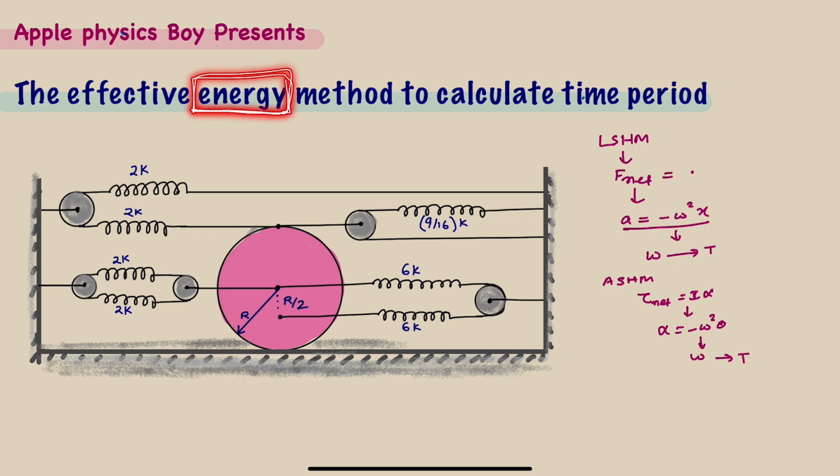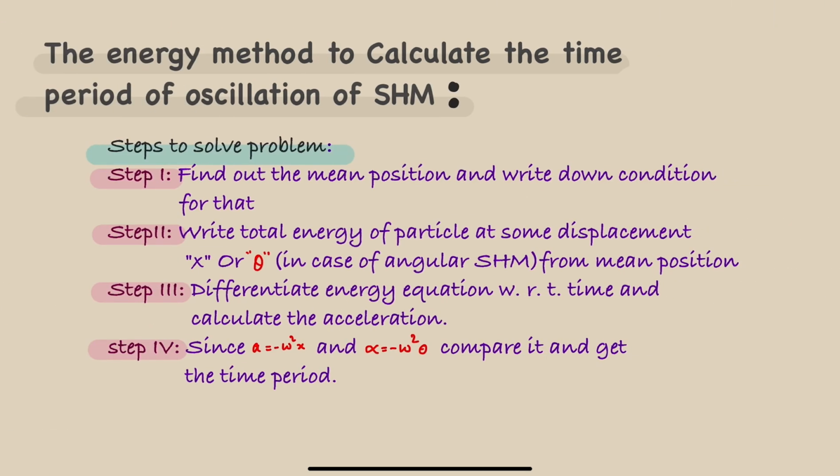So if we approach the problem from the energy point of view, definitely we will have a little less difficulty in the calculation. Sometimes this method is very, very effective when it comes to angular simple harmonic motion, especially in case of rolling motion. We will discuss that topic here. So let's start. We will first discuss how we can apply this method, and then we will take an example. To calculate the time period of oscillation using the effective energy method, we will follow the following steps.